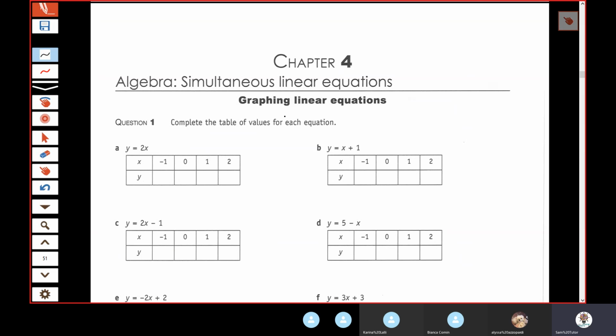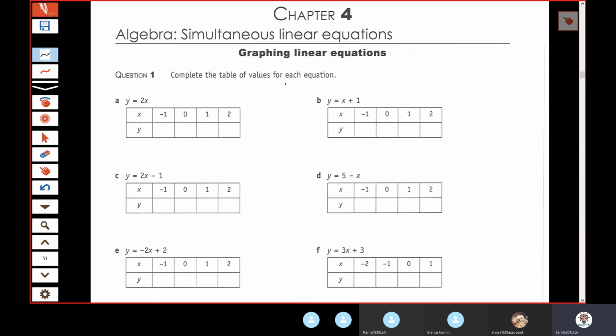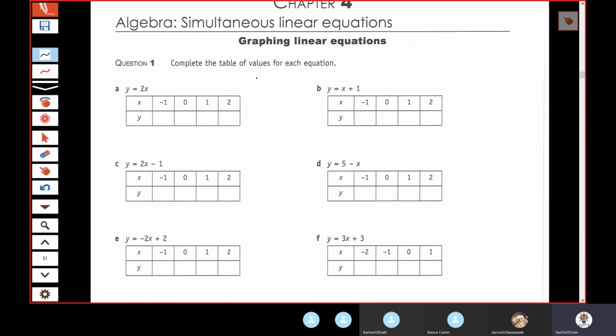Simultaneous linear equations. The very first concept's fairly straightforward. It is being able to graph linear equations, which are all lines. And lines are represented in the form of y equals mx plus b. They don't have a power. They're not divided or anything like that. So lines are in this form, and they're very easy to graph.